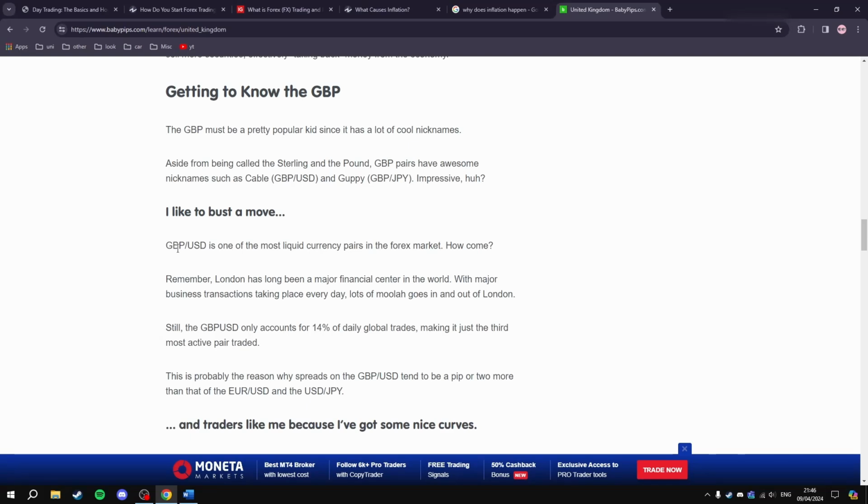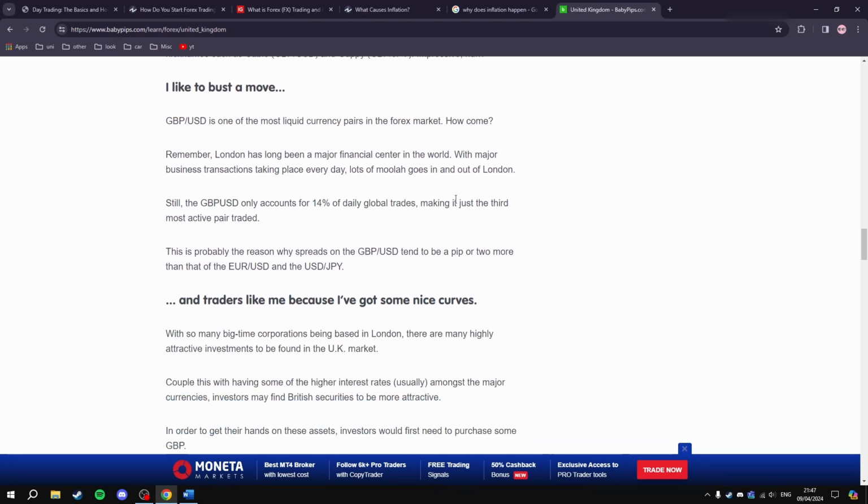Getting to know the GBP. The GBP must be a pretty popular kid since it has a lot of cool nicknames. Aside from being called the sterling and the pound, GBP pairs have awesome nicknames such as Cable, GBP/USD, and Guppy, GBP/JPY. Impressive, huh? GBP/USD is one of the most liquid currency pairs in the Forex market. How come?